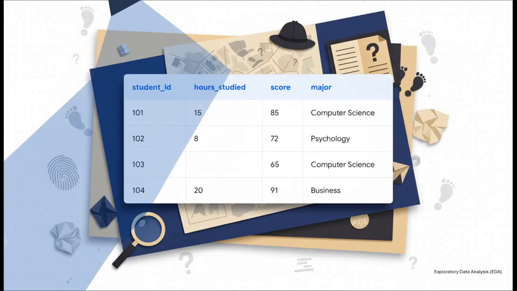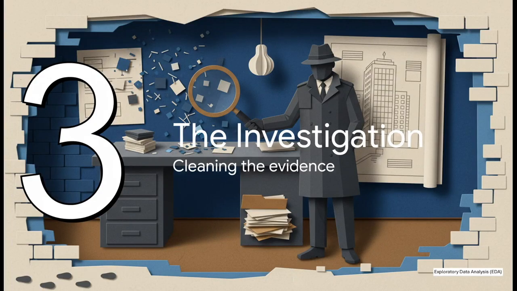And this is what we see when we first crack open the file. A table with rows and columns. We've got student IDs, scores, majors, but hold on a second. Take a look at that third row. The hours_studied field is just blank. That's our very first clue that this evidence might not be as perfect as it seems. And that leads us right into the investigation.